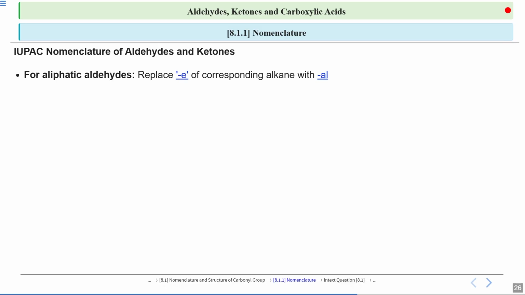Now for the aliphatic aldehyde, replace the E of the corresponding alkane with Al. I told you how you write the IUPAC name of an aldehyde. The E of the alkane is replaced by Al. Okay.